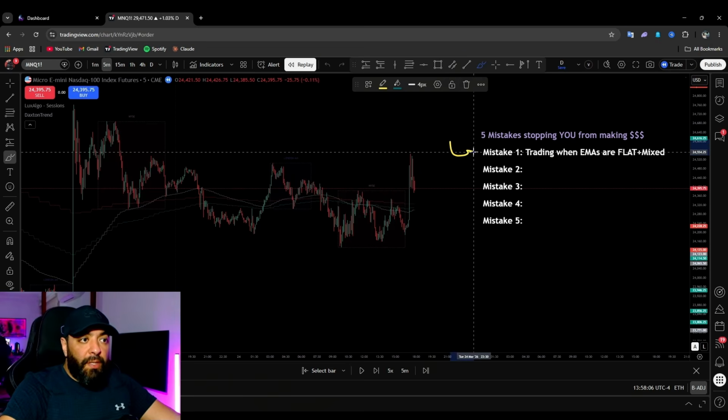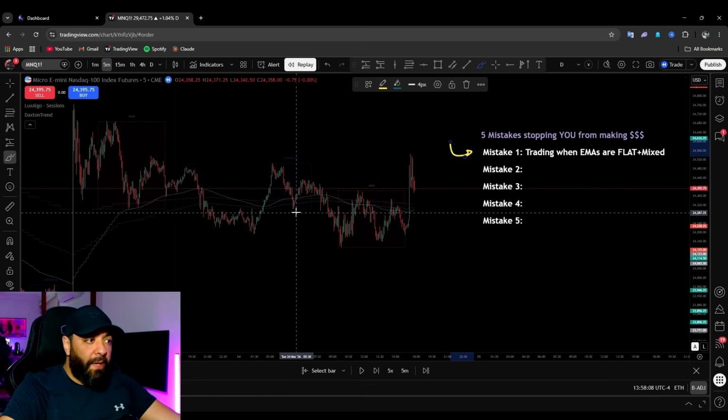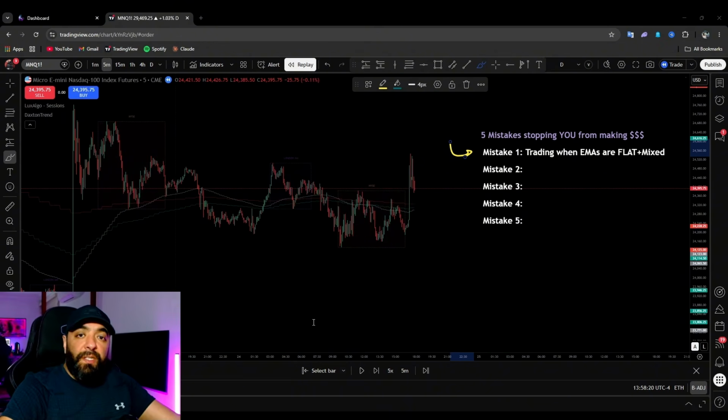Mistake number 1 is trading when the EMAs are flat and mixed. You can see here on the chart that the EMAs have no direction, not pointing anywhere, and people still trade markets like this. This is the most expensive mistake on this list, and it explains almost every losing streak people have when they try this setup. The FVG is just a pattern. It appears when the conditions are good or bad. That means if you are looking for the pattern first, then checking the bias second, you will take trades in conditions where this setup has no edge whatsoever.